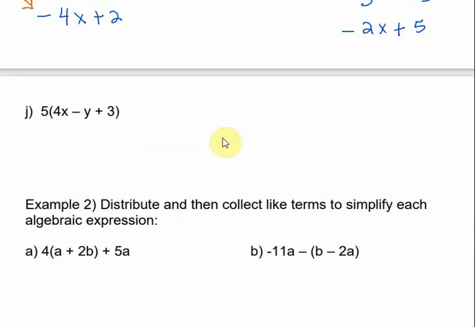All right, now, in J, we have 3 terms inside the parentheses. And it doesn't matter how many terms we have inside the parentheses. Anything that's touching the parentheses, we have to distribute it to every term in the parentheses. So 5 times 4x, that's 20x. 5 times -y, that's -5y. And 5 times 3 is 15. And then we're done because all of those are not like terms, so we can't combine them.